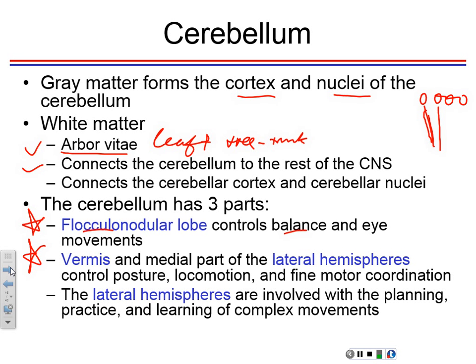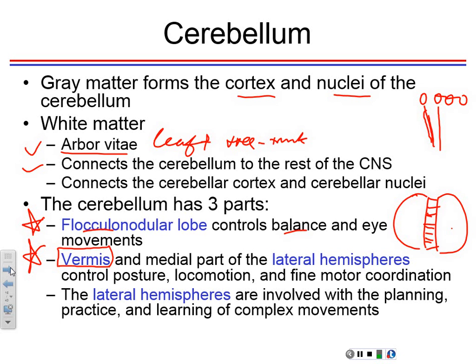The vermis, the one I was talking about, which connects the cerebellar hemispheres, is so called because it looks like a worm. You know, vermin is worms. So if you look at the cerebellum, this part here looks like a little worm. This is the cerebellar hemisphere, and it connects the lateral hemispheres. It's the connector between these two. So it controls posture.